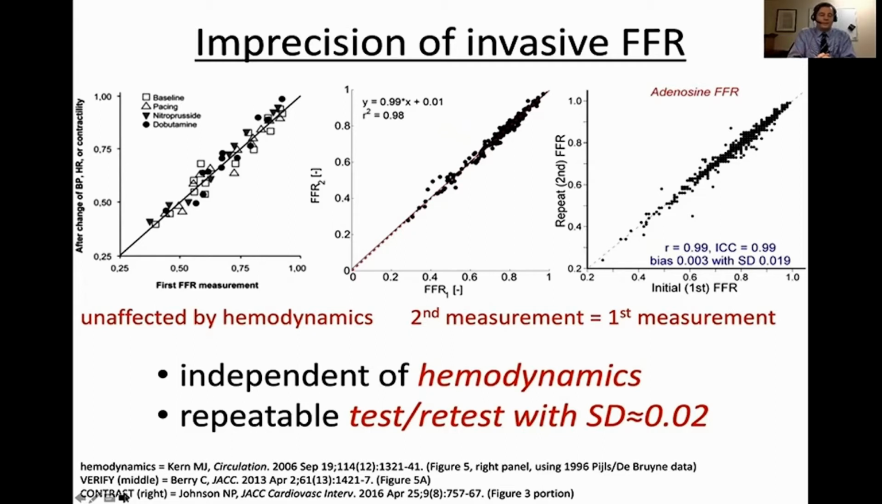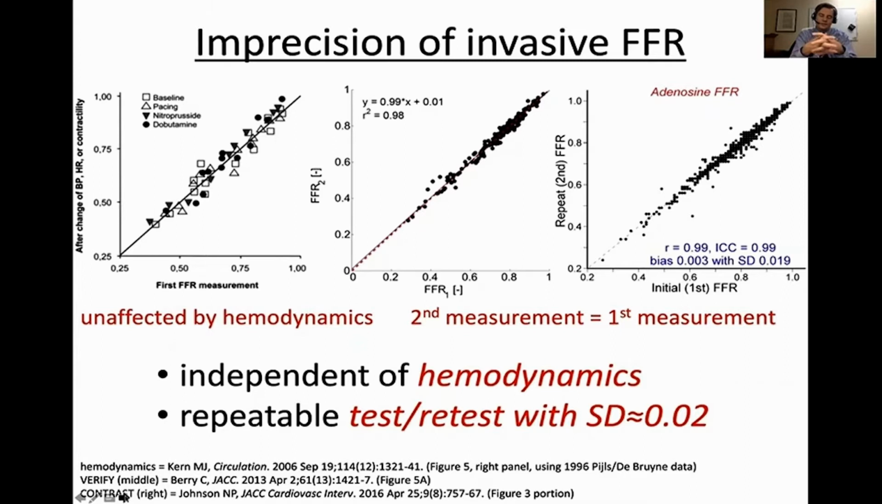What has been very clear from a large number of publications, which this slide summarizes, is that FFR is, number one, independent largely of hemodynamics. You can see on the left-hand side where they would make two measurements, one just using standard adenosine and the other while doing that with pacing, or nitroprusside for changing the afterload, or dobutamine for changing the contractility. And you can see that they actually match up quite well. So it's largely immune to those kinds of effects.